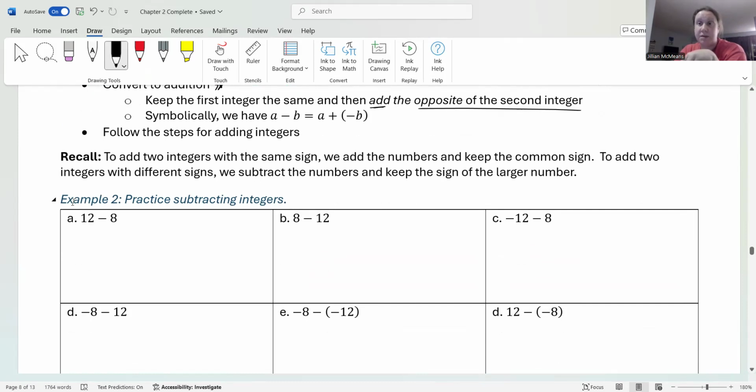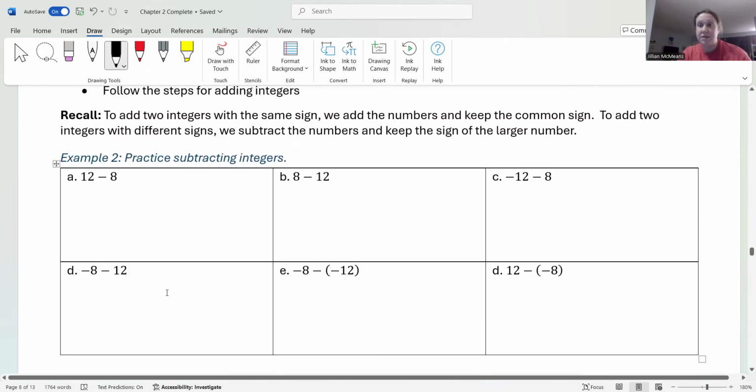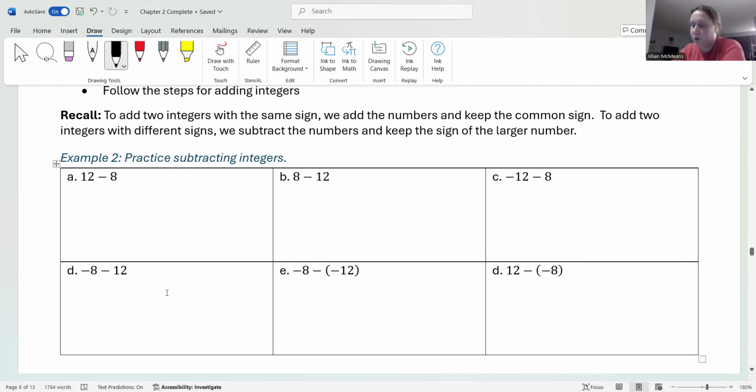If you start with two positives, you add and keep it positive. To add two numbers with different signs, we subtract and keep the sign of the larger absolute value. Okay, so for example 2, it says practice subtracting integers. So we're going to just do some really basic stuff here, and in the next example, we'll expand this a little bit. Here we're just going to do really basic stuff so we can understand the process, okay?